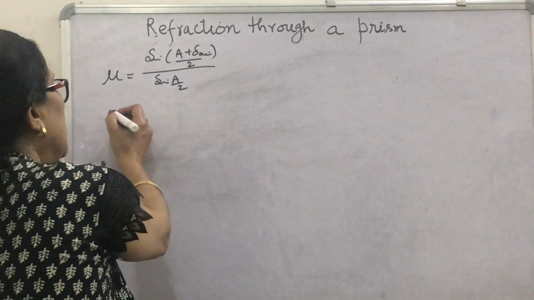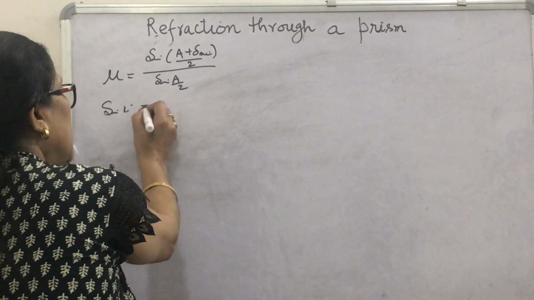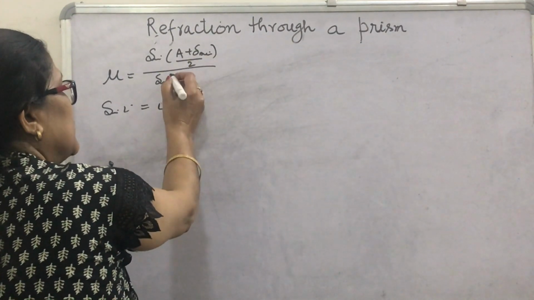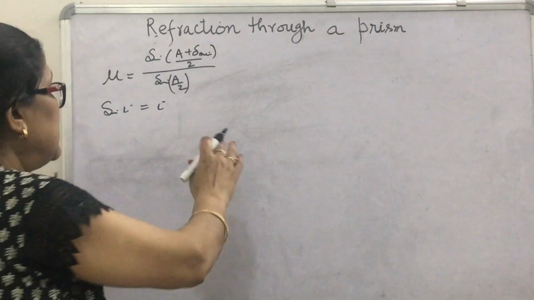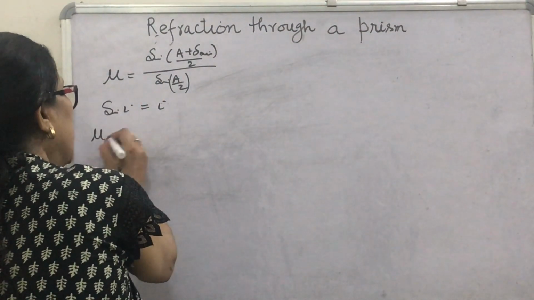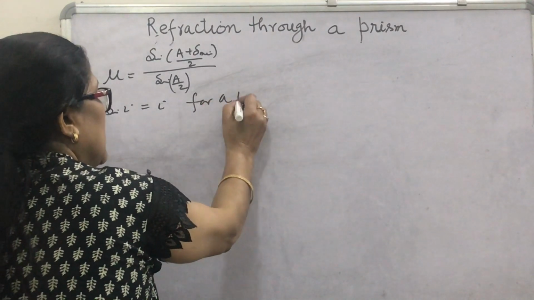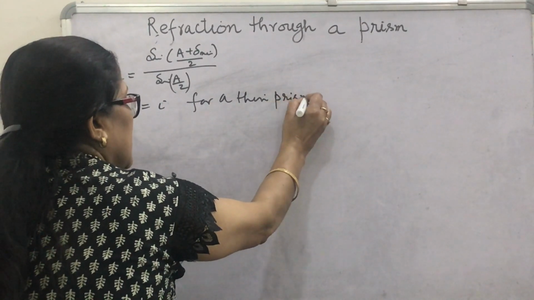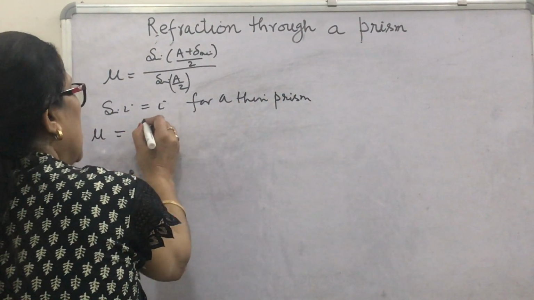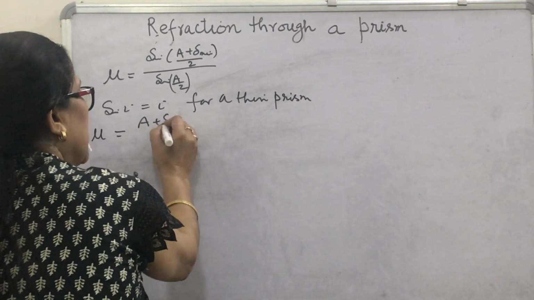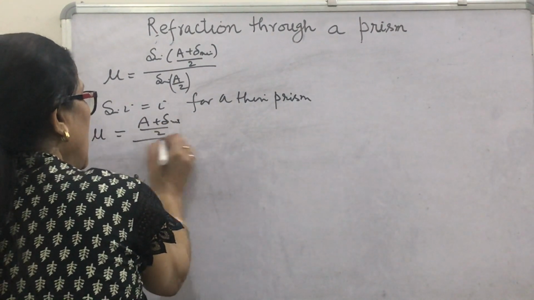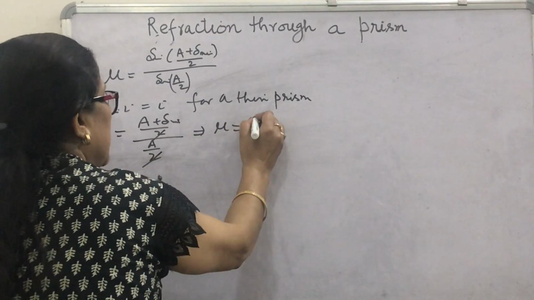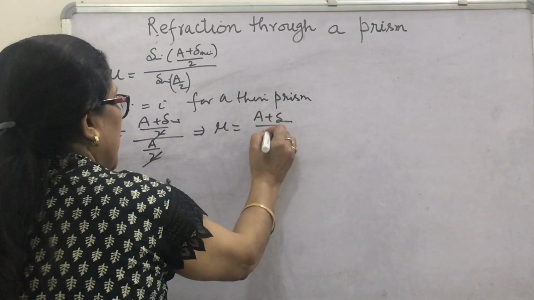For a thin prism, you can write sine I as I, sine R as R. We have seen this is I, and this is A by 2 for R. Previously, we have seen this. Then what can you write for a thin prism? Thin prism means the angle of prism is very small. Then you can write mu as A plus delta minimum upon 2, upon A by 2. So, this 2 will be cancelled.